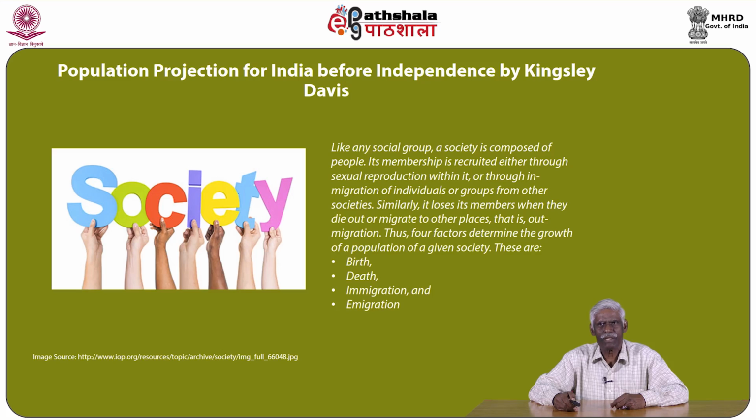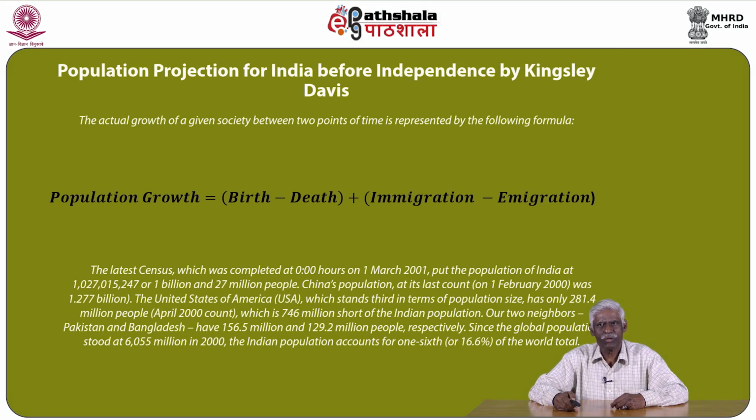Like any social group, a society is composed of people. Its membership is recruited either through sexual reproduction within it or through in-migration of individuals or groups from other societies. Similarly, it loses its members when they die or migrate to other places, that is, out-migration. Thus, four factors determine the growth of the population of a given society: births, deaths, immigration and emigration. The actual growth of a given society between two points of time is represented by the formula: population growth is equal to births minus deaths plus immigration minus emigration. Let us discuss some of the facts.